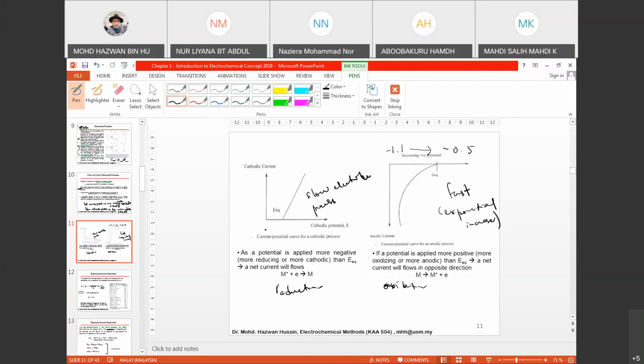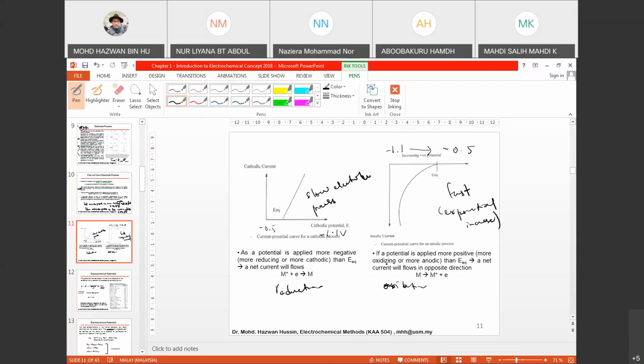Meanwhile, for this one, the measurement is not exponential, it forms linearly. This is the measurement if you look from minus 0.5 going more negative to minus 1.1 volt. Is it okay? Still confused? Who asked earlier? Diana? Yes, I think we got you.